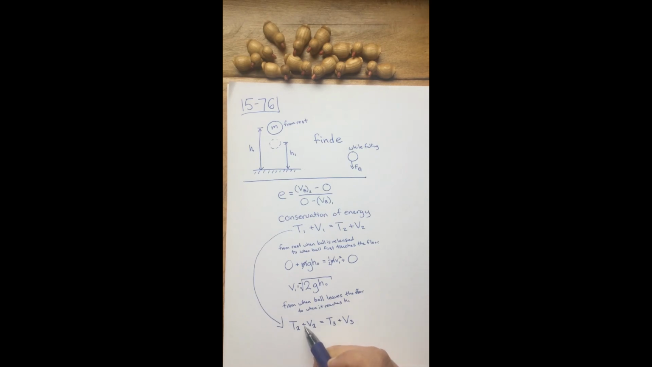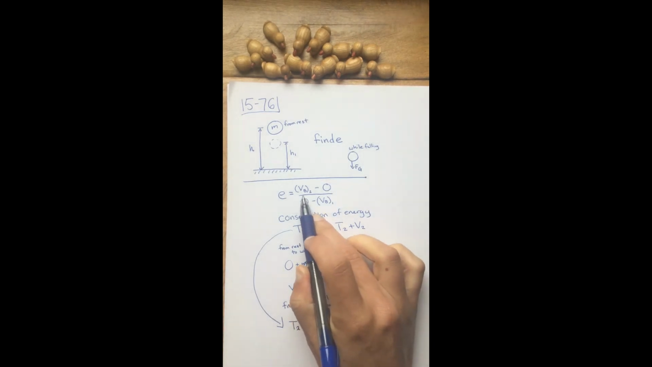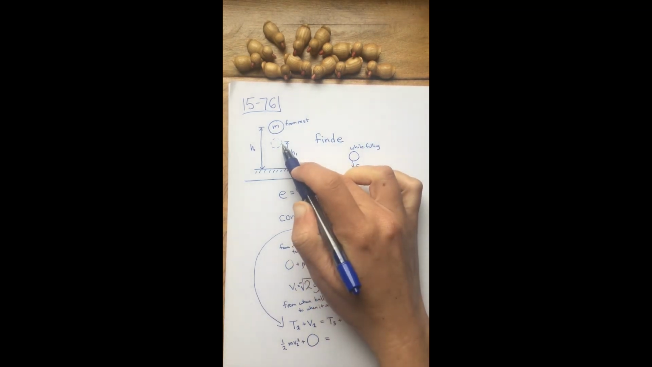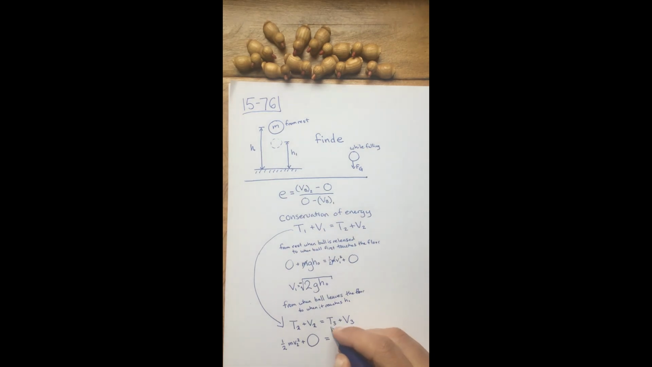Okay, so when it leaves the floor to when it reaches height h1, when it leaves the floor, its height is 0, so no gravitational potential energy. When it leaves the floor, we're looking for velocity 2 when the collision ends. So that's 1/2 m v2 squared is equal to, at the height h1, this is the turning point. This is the maximum height after the bounce. So the velocity is 0 there, plus the gravitational potential energy at a height h1 is m g h1.